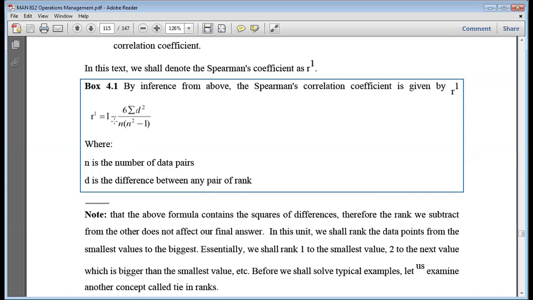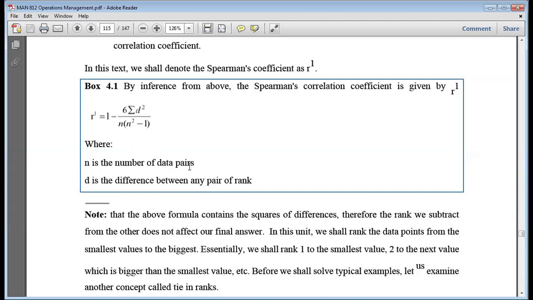The formula is 1 minus 6 summation of D squared all over N bracket N squared minus 1. This 6 is a constant. N is the number of data pairs. Maybe you shared 40; when the number you share is 40, that represents N.